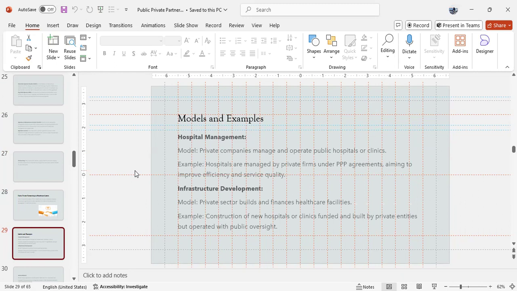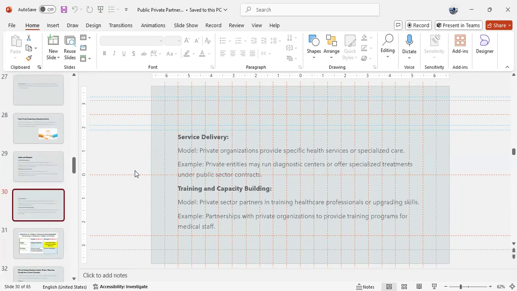Infrastructure development. Private sector builds and finances healthcare facilities. Examples include construction of new hospitals or clinics funded and built by private entities but operated with public oversight. Service delivery. Private organization provides specific health services or specialized care. Example is a private entity may run diagnostic centers or offer specialized treatments under public sector contracts. Training and capacity building. Private sector partners in training healthcare professionals or upgrading their skills. Examples include partnering with private organizations to provide training programs for medical staff.